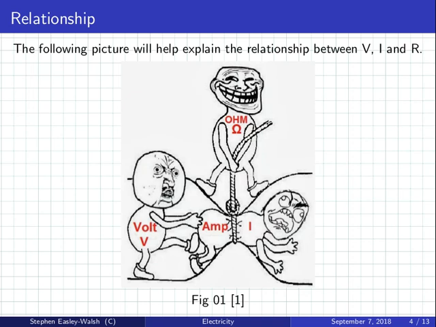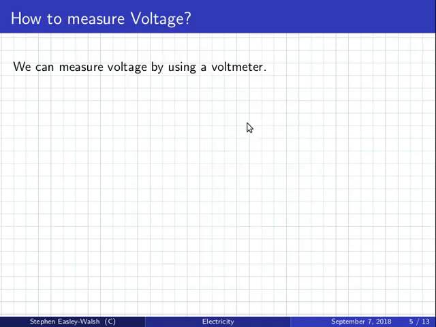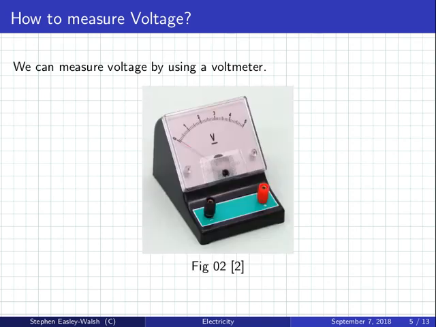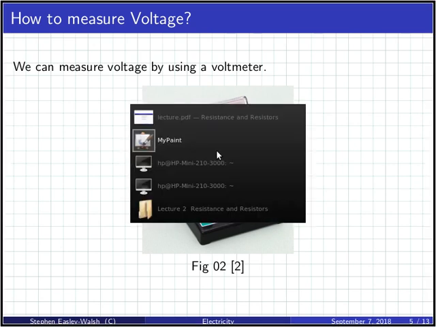So if we're talking about the relationship between the three of them, we'll need a way to measure the current, the voltage, and the resistance. So we can measure voltage by using a voltmeter. And here's a picture of one. So this is how we can measure voltage. Now, I should say, you can only measure voltage between two points. So, just to draw a picture here.